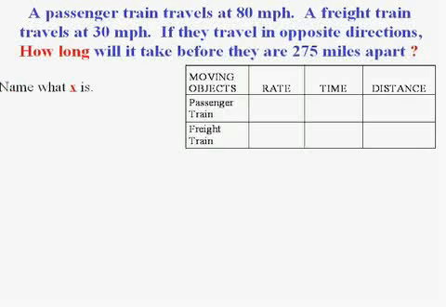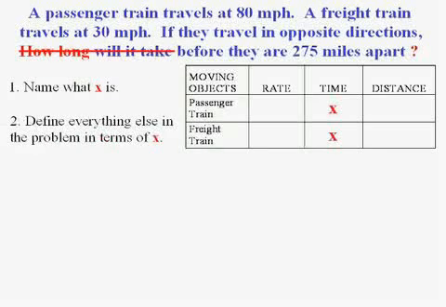Step 1. Name what x is. What do they want to know here? How long? So x is time, isn't it? And they're both going the same amount of time, so I can actually, and sometimes you can do this, put the x in more than one place. I'll cross that out.